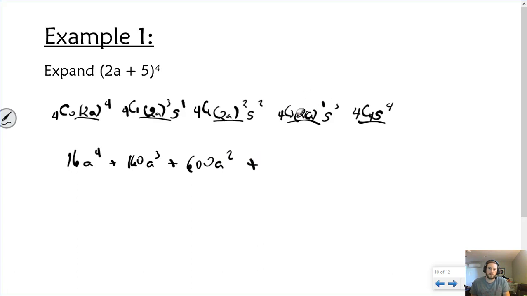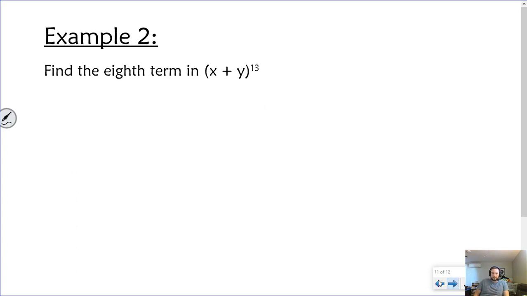Plus 4c3 is 4. 2 to the 1 is 2. And 5 to the 3 is 125. So 125 times 2 is 250. And 250 times 4 is 1,000 a. And then finally 4c4 is 1. 5 to the 4 is 625. So then there is my expansion for 2a plus 5 to the power 4.